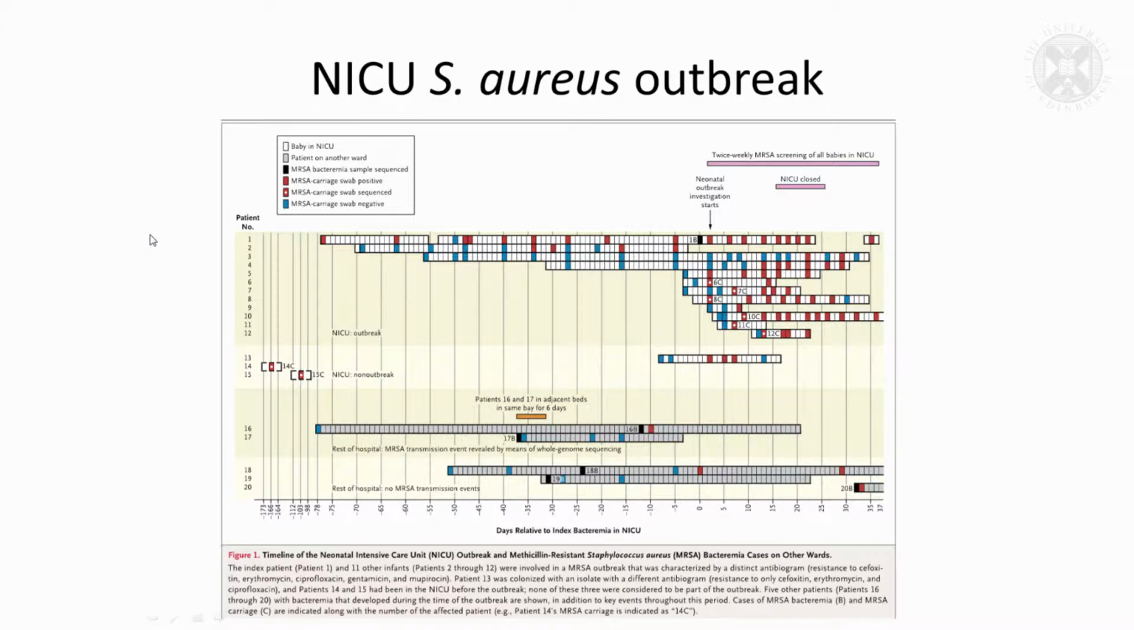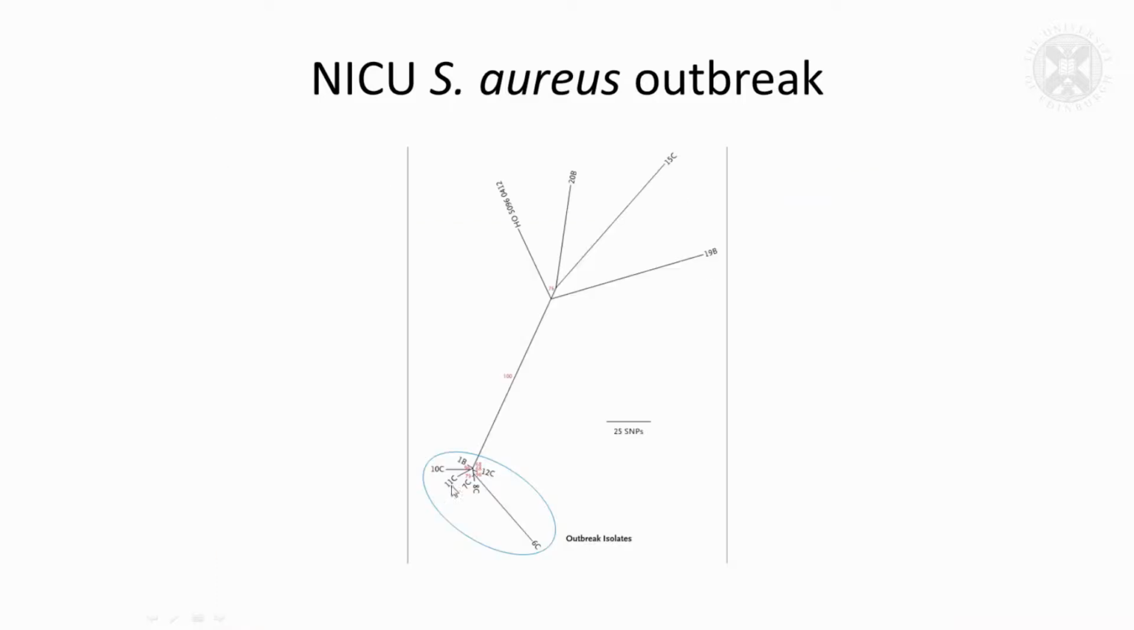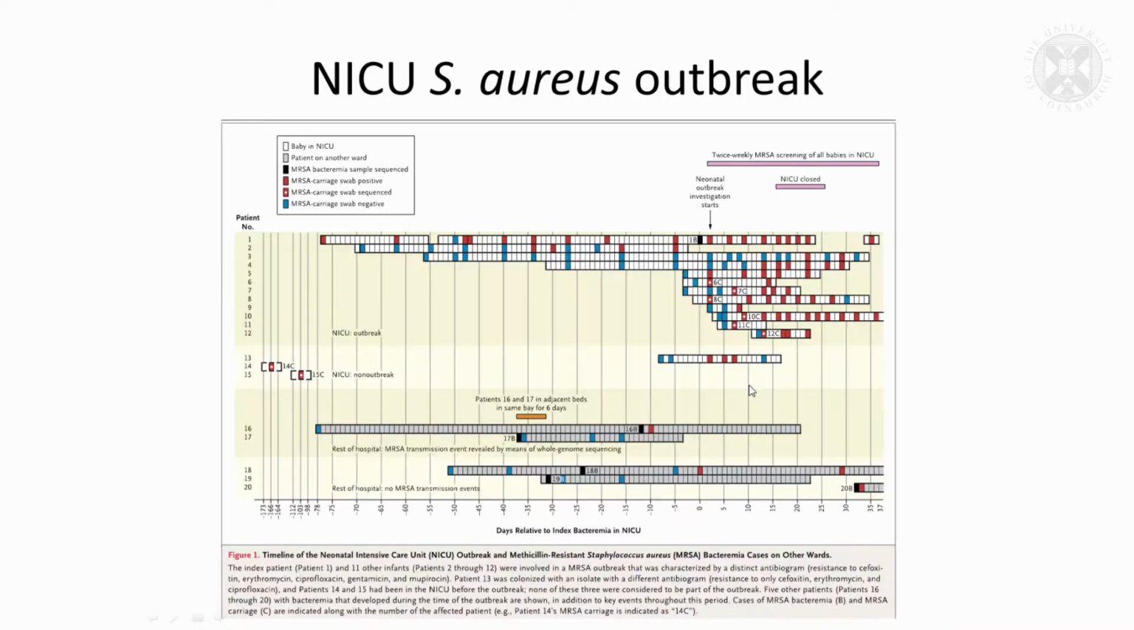If we look here, so this is from the same study. So each of these rows represents a patient, a baby, I think, well, the ones with the white background are babies, so all of these ones here. And this is at certain time points when they were swabbed to see if they have MRSA. And then if it's got a dot in the middle, it means they were swabbed and that MRSA was sequenced. And so the one we're interested in is 6C.